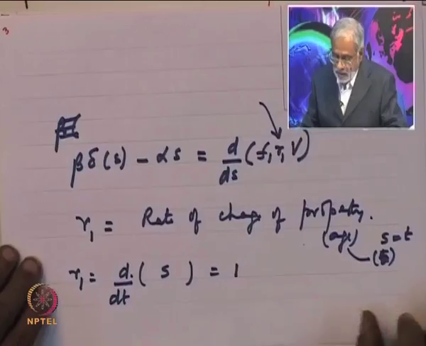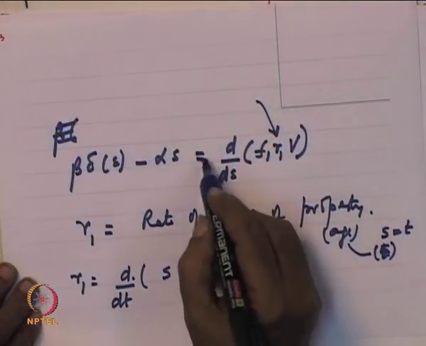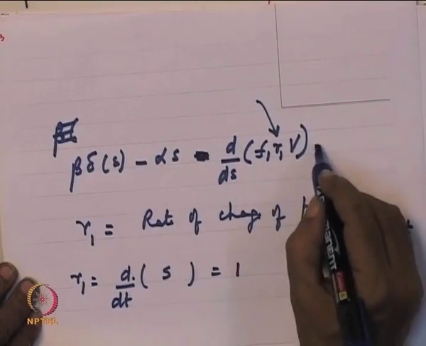So, we have our equation, I will put R 1 equal to 1 here, minus equal to 0.